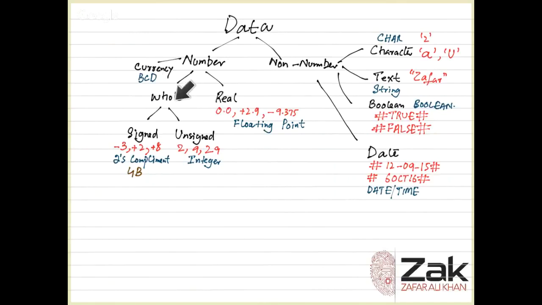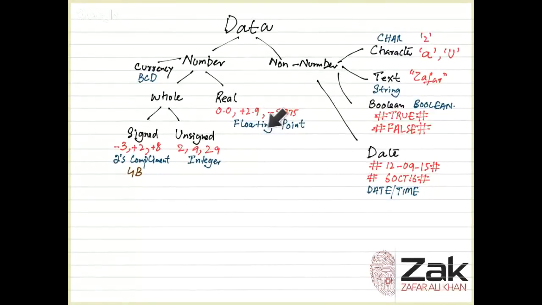Alright. In whole numbers we have got signed numbers and unsigned numbers, in real numbers we have got floating point, and in currency we have got BCD. If you do remember, this was part of conversion. In BCD, every single digit has 4 bits binary. In whole numbers, if it is signed, it is 2's complement. We did this maths, addition, subtraction with 2's complement. And unsigned numbers are pure integers.